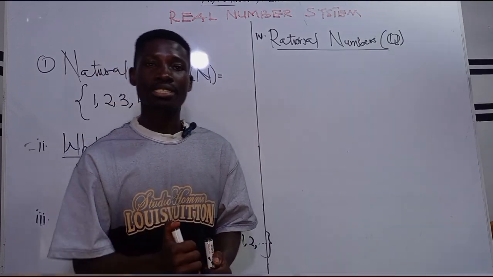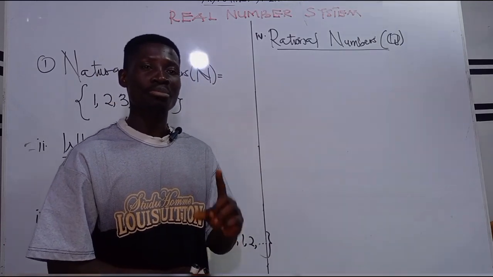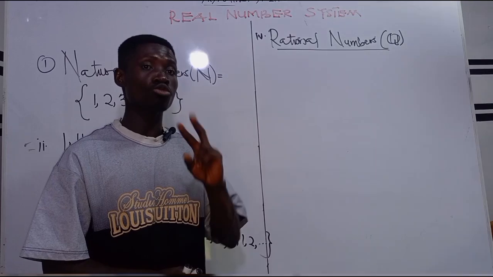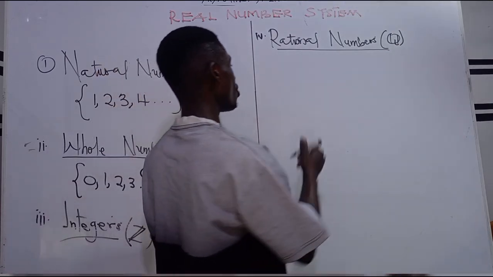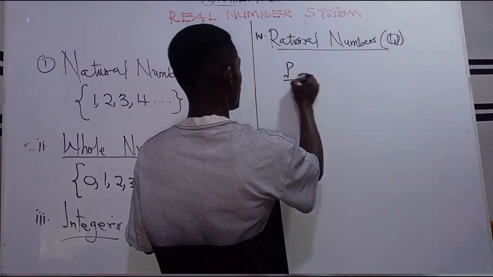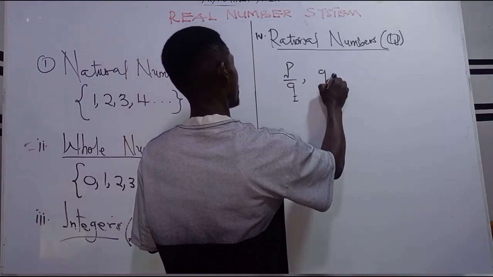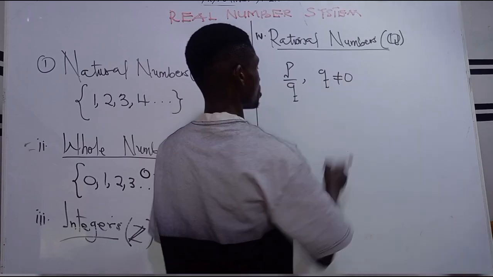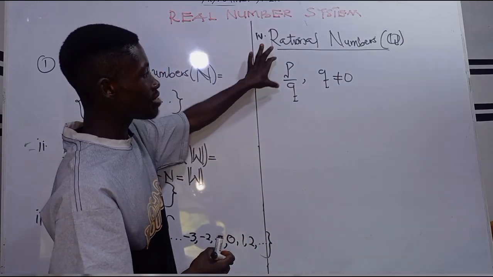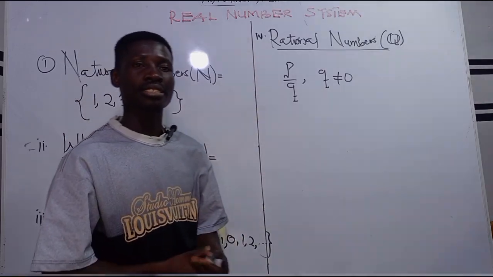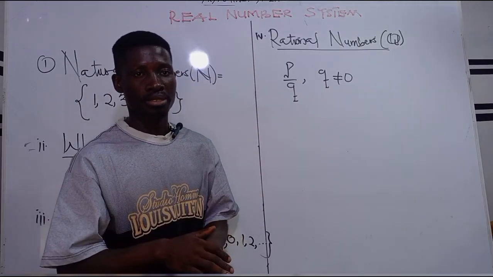Now when we talk about rational numbers, we are referring to numbers that can be expressed as a fraction of two numbers, let's say, a over b or p over q, where q is not equal to 0. So when you have any number that can be expressed in this very form, then you can say that number is a rational number.